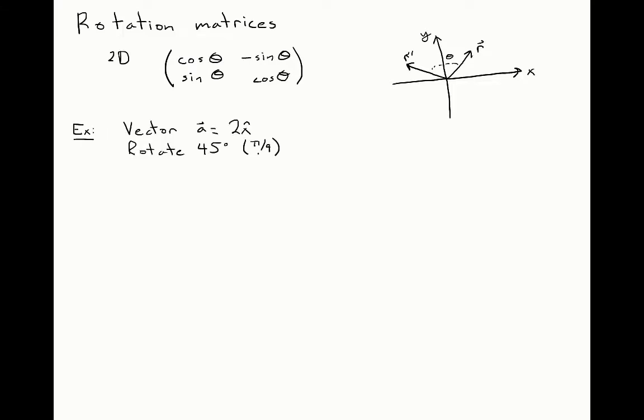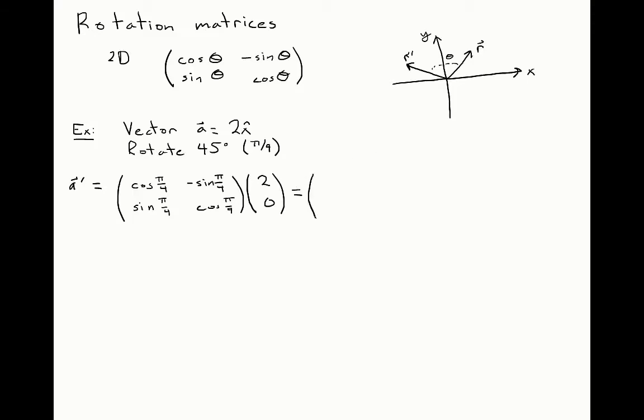So I typically work in radians, but sometimes it's nice to also remember what our angles are in degrees. So we want to find A prime. That's our vector after it's been through the rotation. So we need to plug our angle into this rotation matrix. And then we multiply that times the vector A written as a column matrix. So it only has an x component, so it's written like this.